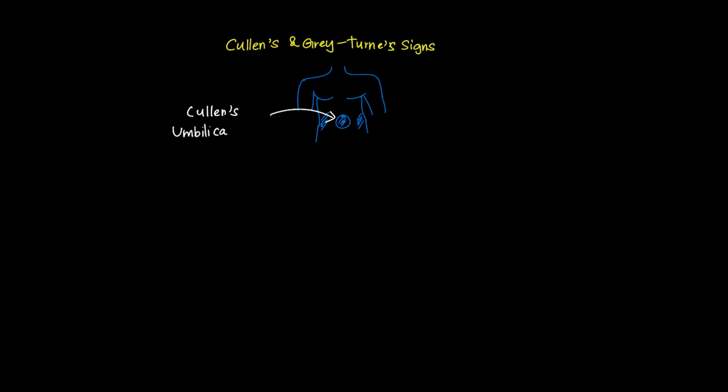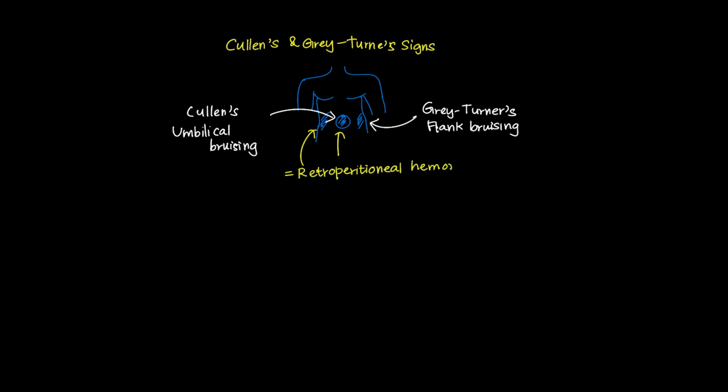Now let's talk about two physical signs that you absolutely must know cold for exam day: Cullen's sign and Gray Turner's sign. The patient here has bluish discoloration around the belly button and bruising along both flanks. That umbilical bruising is Cullen's sign, and the flank bruising is Gray Turner's sign. Together they point to one thing: blood is leaking into the retroperitoneal space. This means hemorrhagic necrotizing pancreatitis.